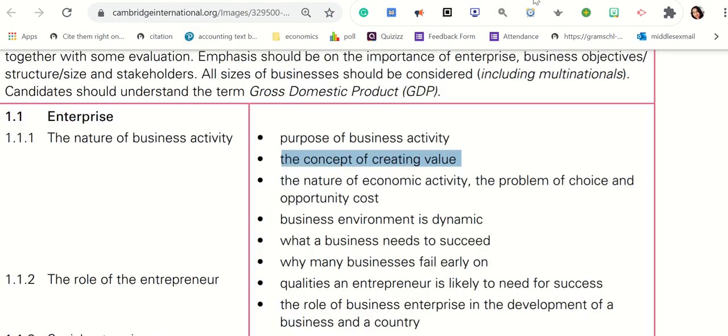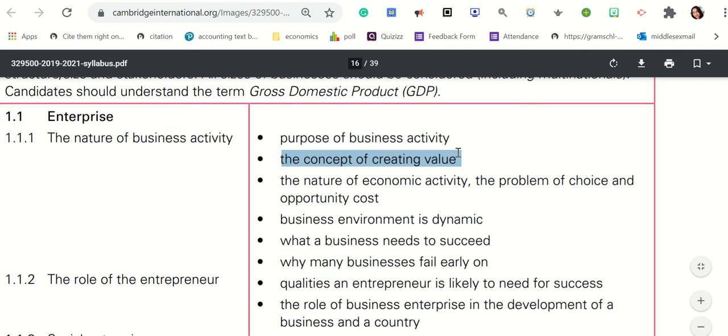Now, we are almost done with purpose of business activity and the concept of creating value, also the nature of the economic problem, the problem of choice and opportunity cost. So next class, we will be discussing how the business environment is dynamic, and onwards.